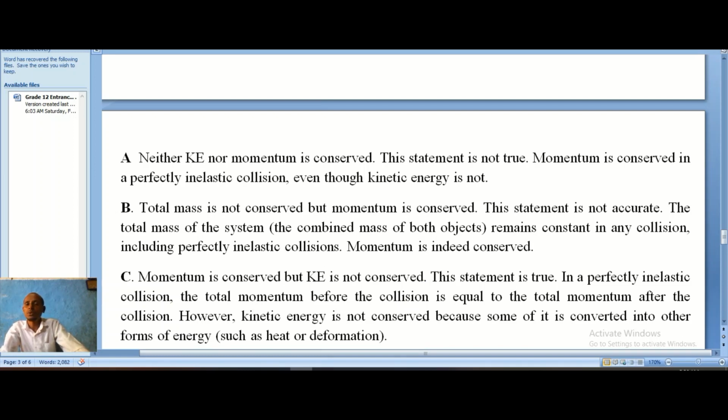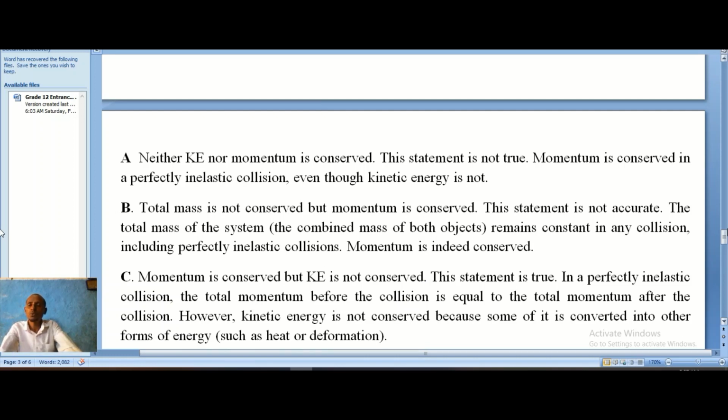Choice B, total mass is not conserved, but momentum is conserved. This statement is not accurate. The total mass of a system, or the combined mass of the objects, remains constant in any collision, including a perfectly elastic collision. Momentum is conserved.